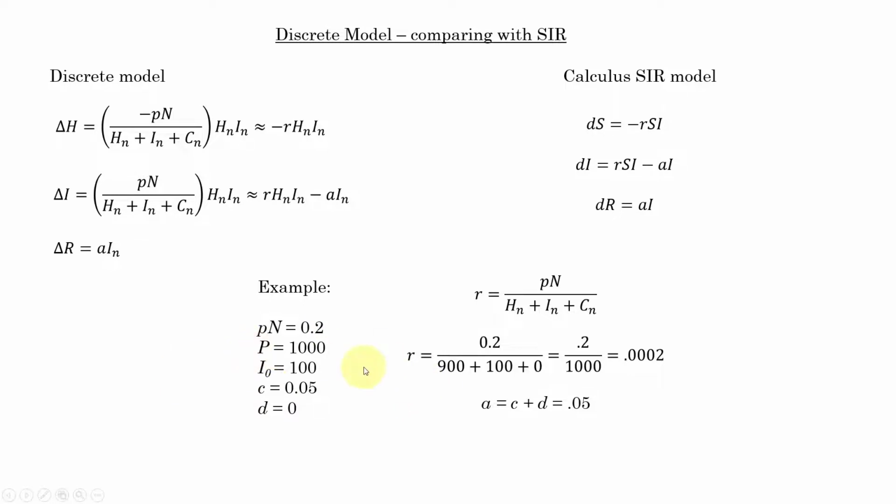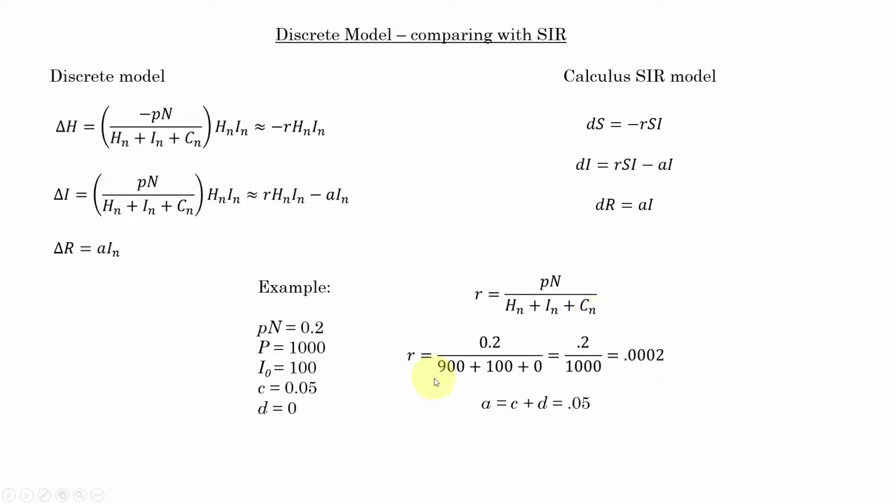Let's take the total population to be 1,000 and the initial number of infected people to be 100, a cure rate of 0.05, and let's make the death rate 0 so that being cured is the way in which people are removed from the population. So in finding the little r that I would use in the SIR model, it would just be that P N over the total population now, because being cured is the way in which people are removed from the susceptible and infected groups.